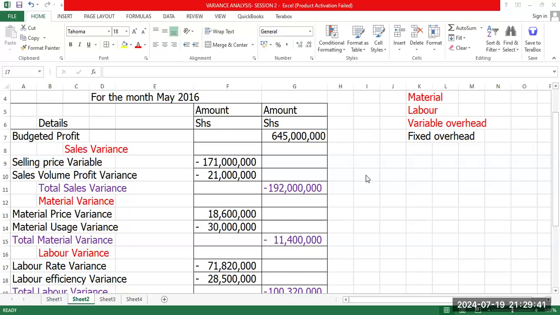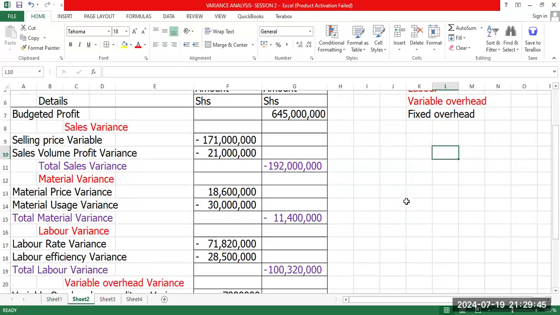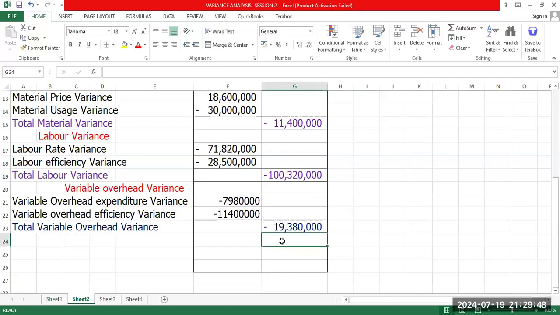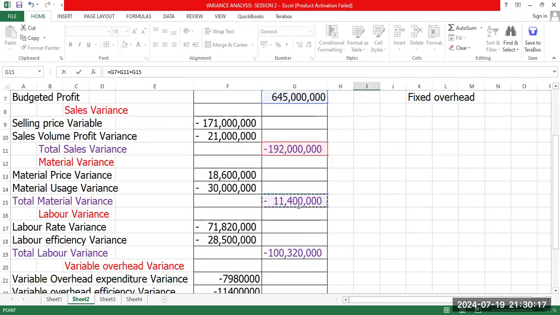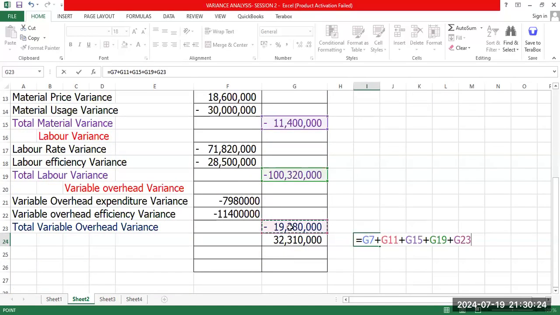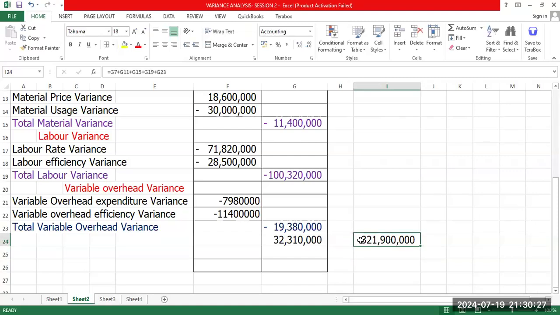What total do you get? 32,100. You get what? 32? 100,000. Thirty-two, 900,000.